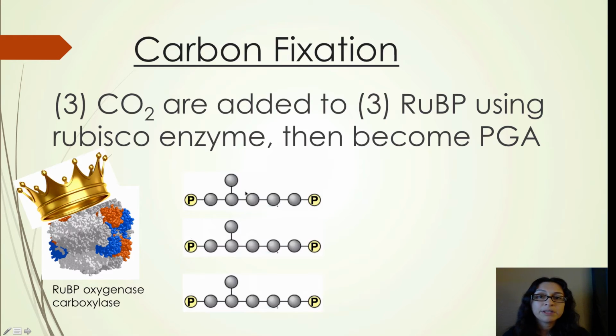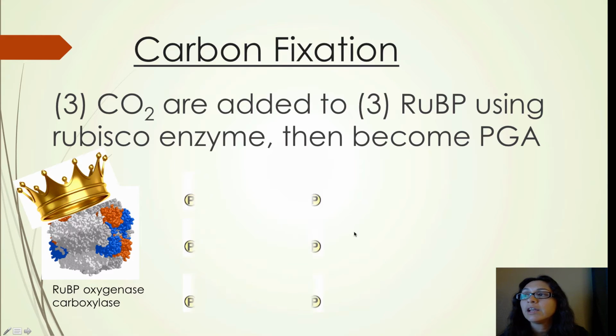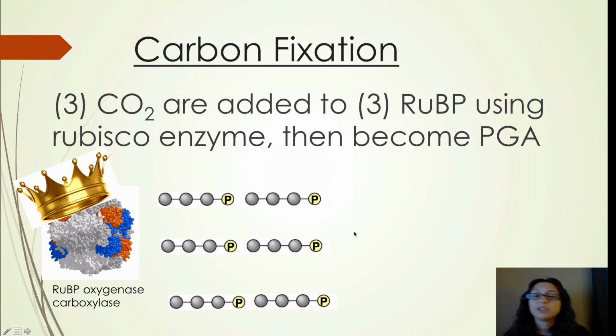This 6-carbon intermediate is going to split right away because it's very unstable. Just picture it cleaving right there. If it does, you'll have 3 carbons and a phosphate here, 3 carbons and a phosphate there, and that is our PGA. That is the end of carbon fixation. We've added carbon dioxide into organic molecules here.